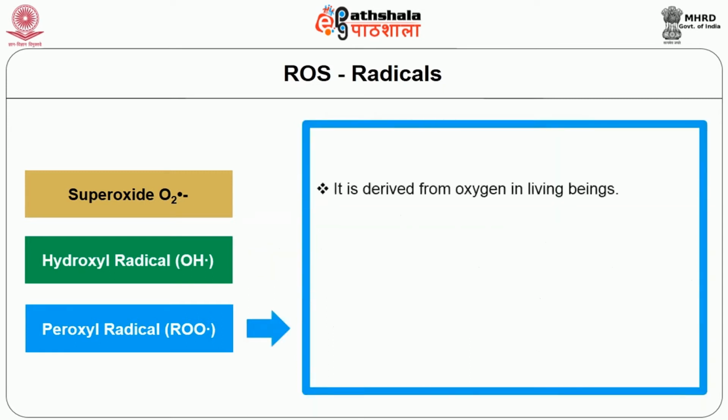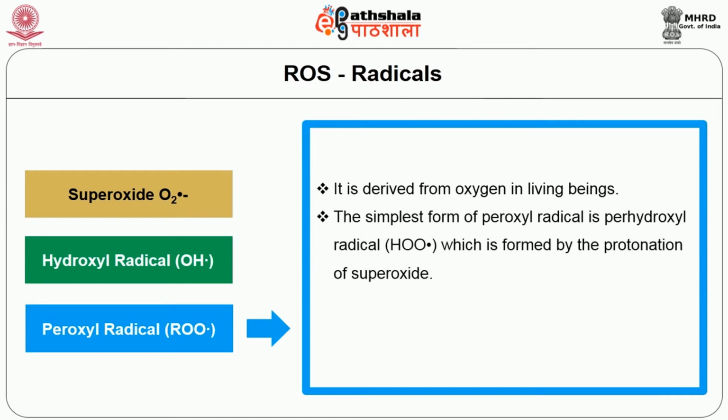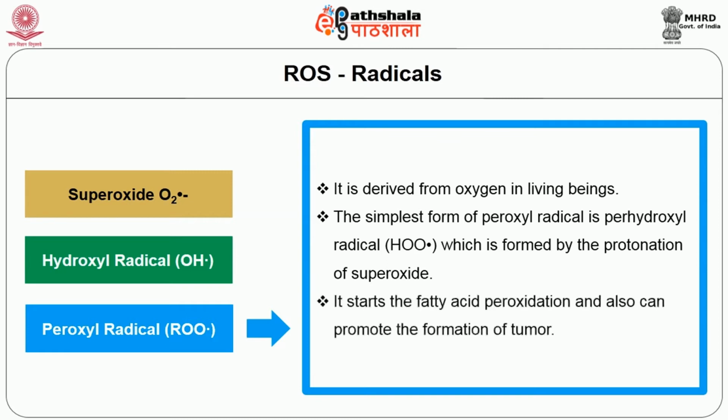The next one is the peroxyl radical. It is derived from oxygen in living beings. The simplest form of peroxyl radical is the hydroperoxyl radical, which is formed by the protonation of superoxide. It starts fatty acid peroxidation and can also promote the formation of tumors.